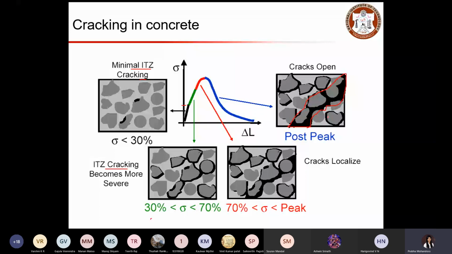So your aggregate and your cement will be of similar strength, and especially when your cement strength is greater than your aggregate strength, then you can see failure plane passing through the aggregate. There you can observe rupture of aggregates, and the nature of failure will be brittle failure.